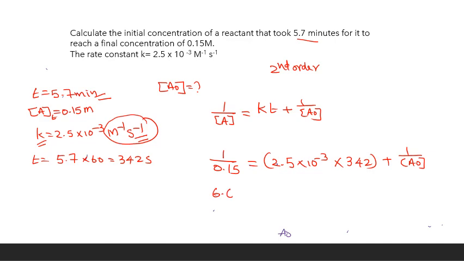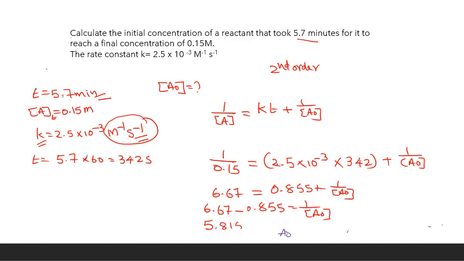So when you plug it in the calculator, we will get 1 over 0.15 is 6.67. And when you multiply these numbers, we will get 0.855 plus 1 over concentration A0. And then 6.67. I just want to isolate 1 over A0 on the right side. So on both sides, I can subtract 0.855, that equals 1 over concentration A0. So that will give me 5.815, that equals 1 over concentration A0.